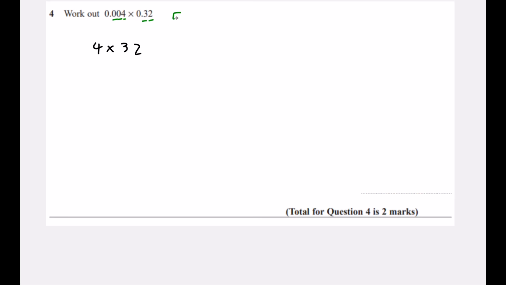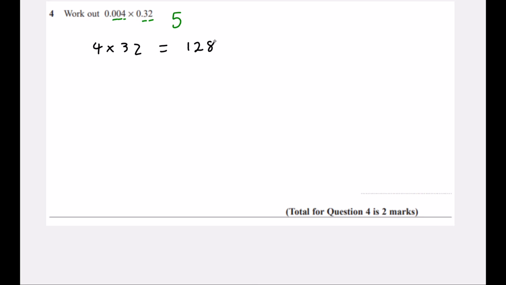So in total, I've multiplied by 10 5 times. There are 5 numbers after the decimal point in the question, so I'm going to want 5 numbers after the decimal point in the answer. So let's just do 4 times 32. 32 doubled is 64. 64 doubled is 128. So that's 128.